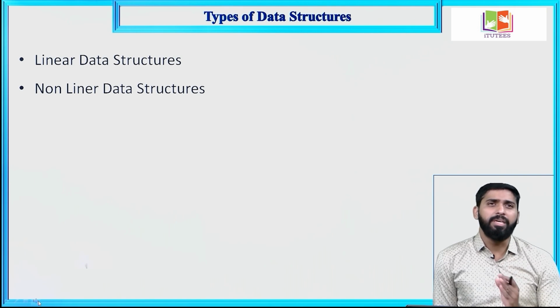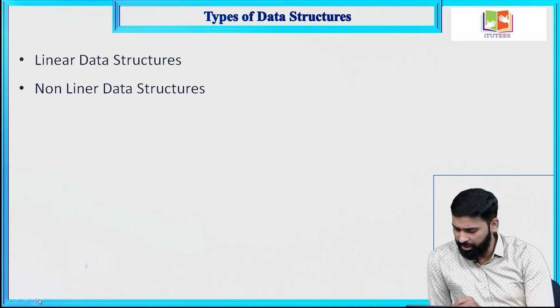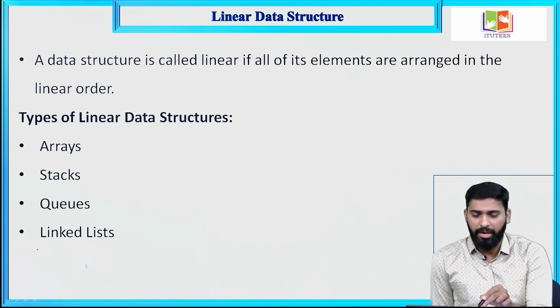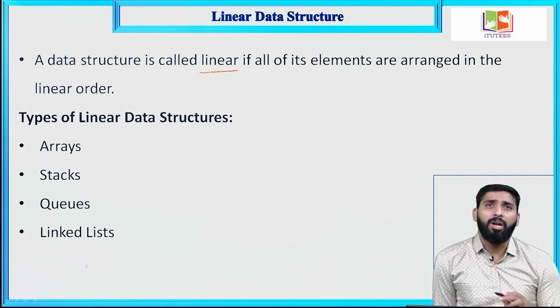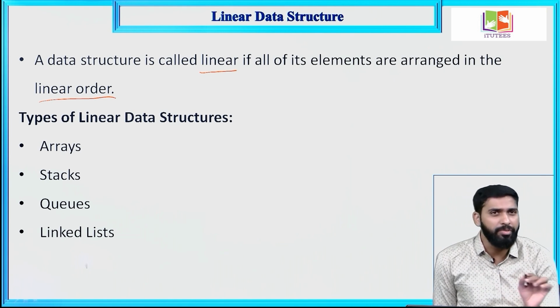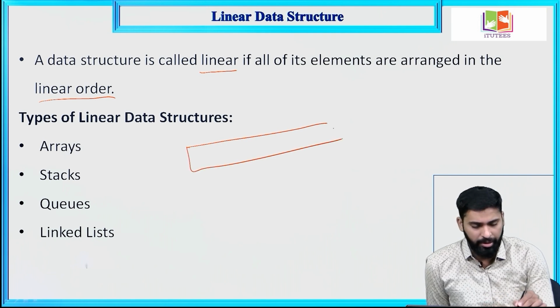So linear means sequential data structures. The data is stored in a sequential manner. Example, array. So array is a linear data structure. Non-linear data structure: that means in a non-linear data structure, we store the data elements in a hierarchical manner. Okay. So let us discuss in detail. Linear data structure. A data structure is called linear if all of its elements are arranged in linear order. So linear means sequential order. So for example, let us assume this is the array.